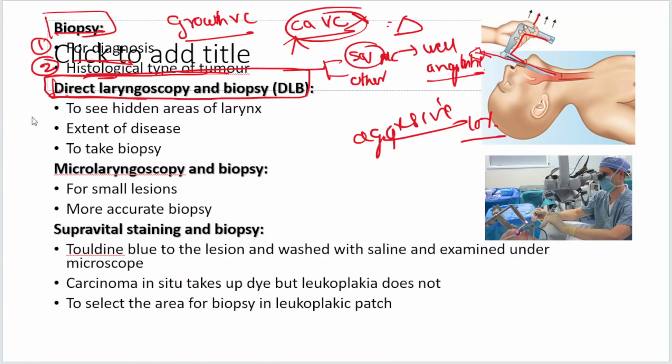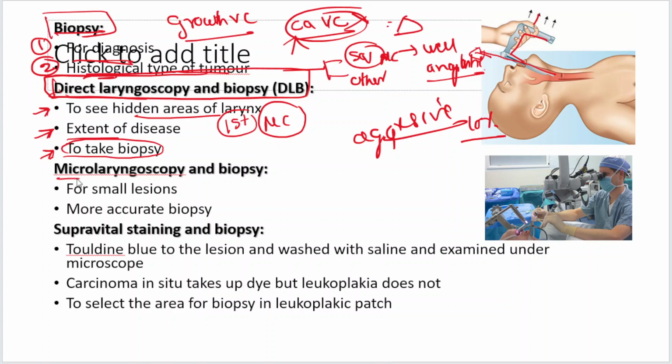What is the use of direct laryngoscopy? Ideally, you do not see some areas of the larynx. We'll come to that. So we can see the hidden areas of the larynx. We can make a more appropriate assessment of the extent of the disease, and we take a biopsy from the growth. So this is the function of direct laryngoscopy and biopsy: to look at the hidden areas of the larynx, to find out the extent of the disease, and more importantly, to take the biopsy. This is the most common, first line way in which you try to take a biopsy of the patient. Because this does not require general anesthesia, you can do it with local anesthesia with a little bit of sedation, and you can take out the biopsy. Without biopsy, we cannot go any further.